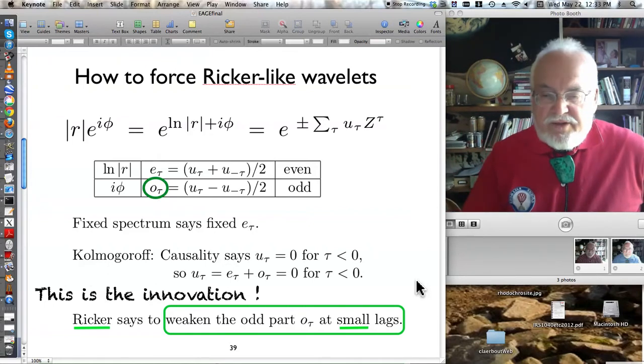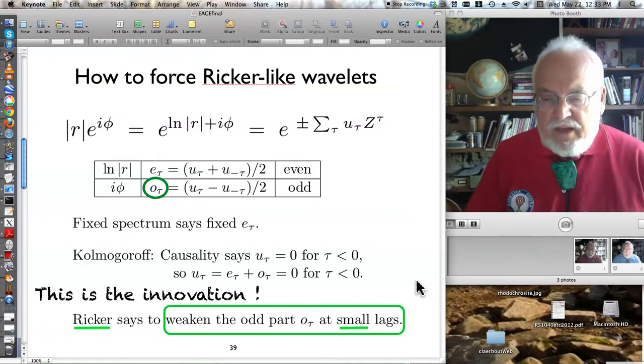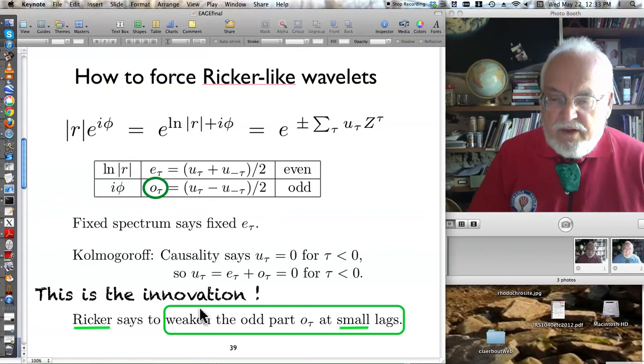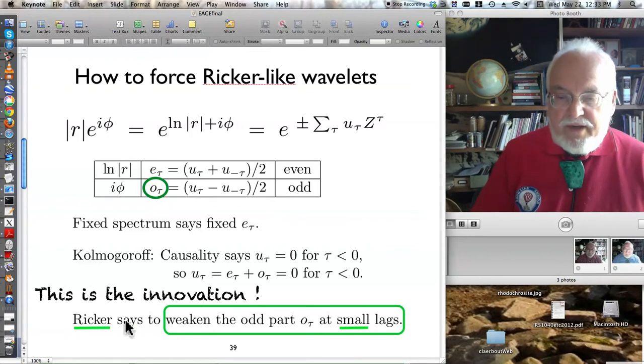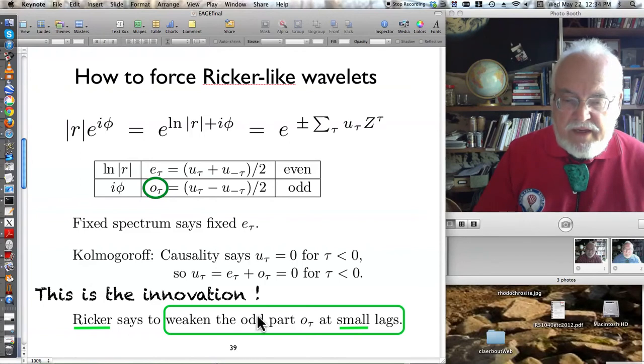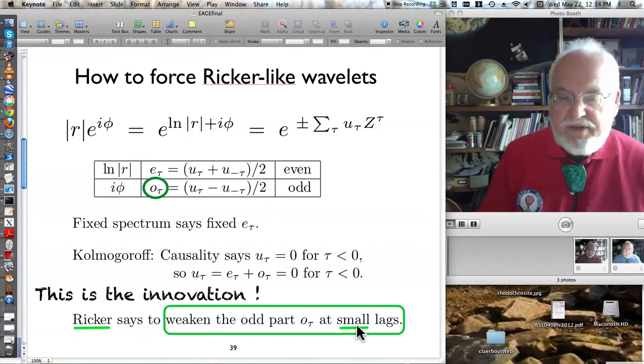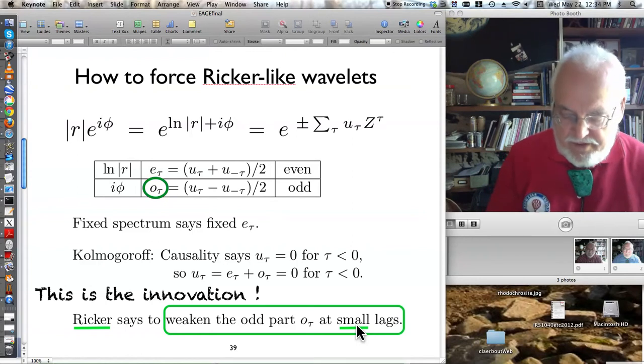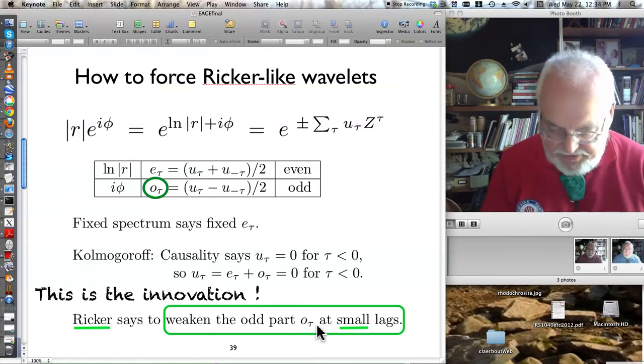So the innovation here, what's my talk, everything I've been telling you is textbook stuff. My talk is simply this. This is the way to make a deconvolution Ricker compliant: you take this odd part, which we've just calculated through Kolmogorov's method, and you weaken it a little bit at small lags. I have to tell you what I mean by small and Ricker compliant. So this will be what you'll see next.